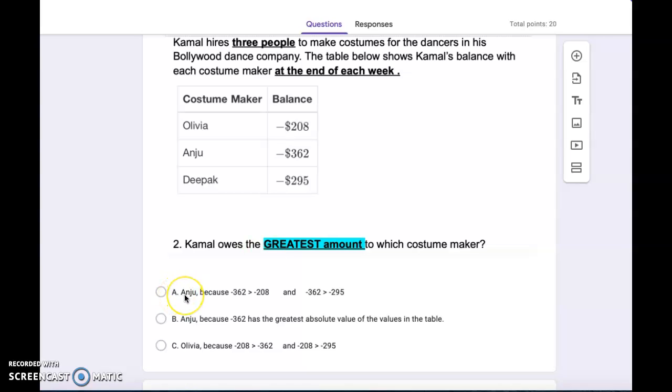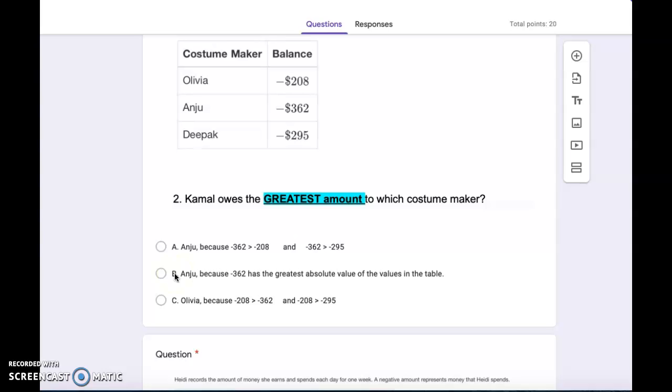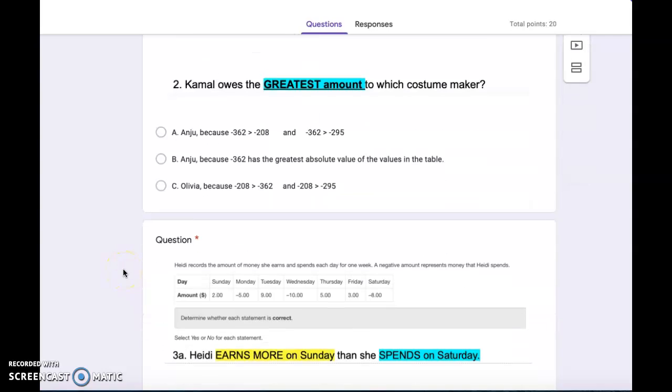Letter A, Anju, because -362 is greater than -208, and -362 is greater than -295. Letter B, Anju, because -362 has the greatest absolute value of the values in the table. Or letter C, Olivia, because -208 is greater than -362, and -208 is greater than -295.